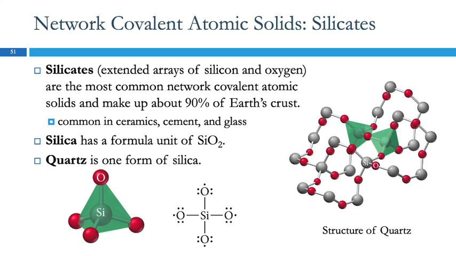Silicates make up about 90% of Earth's crust. So sand is mostly silicates. You can have different kinds of silicates. Quartz is one form. These things are also used to make ceramics and cement and glass and all kinds of other useful things.